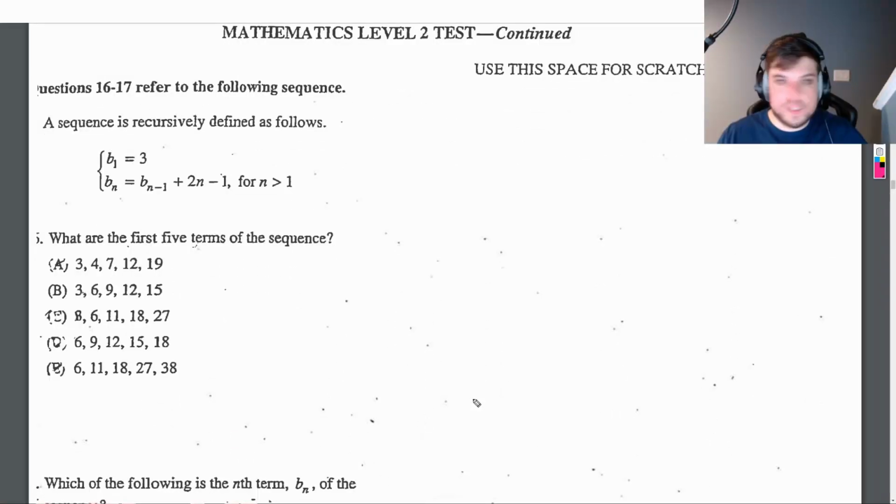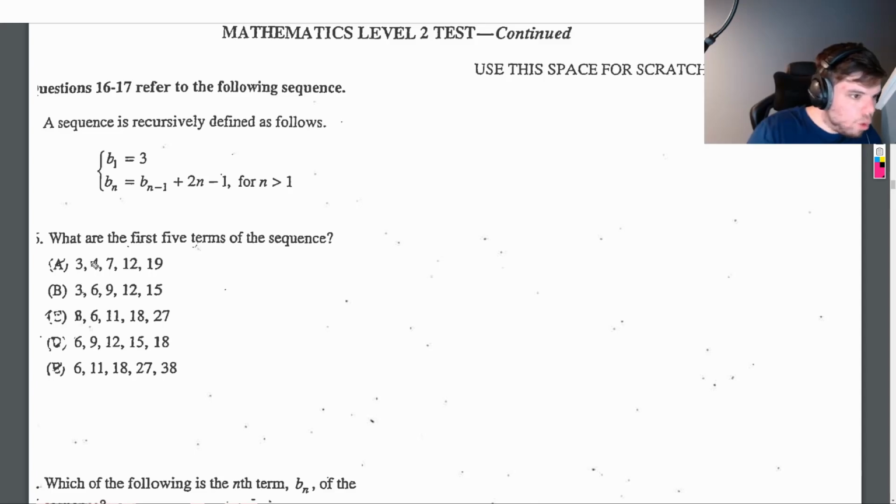Whoa, what does this say? A sequence is recursively defined as follows. B1 is 3. Bn is the previous number in sequence plus 2n minus 1. What are the first 5 terms of this sequence? Okay. So it appears that all we need to do is find the first 2. Assuming this is a 3, we just need to find the first 3.